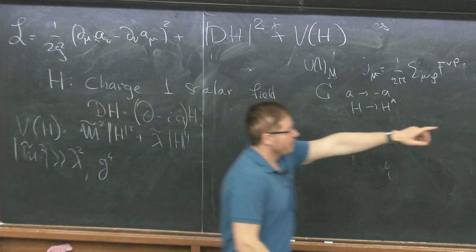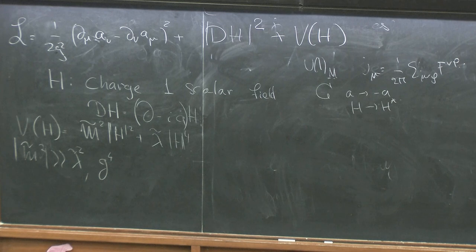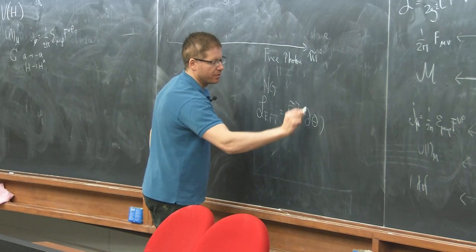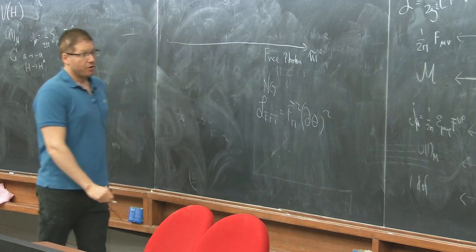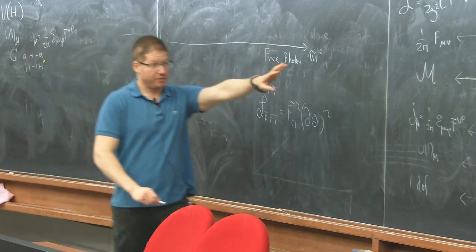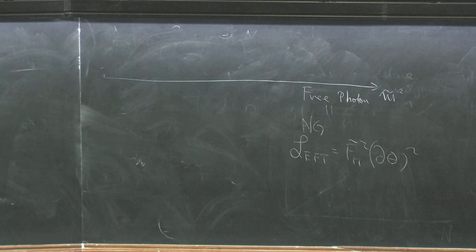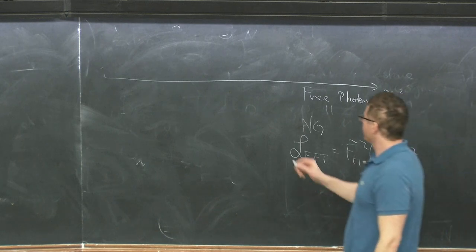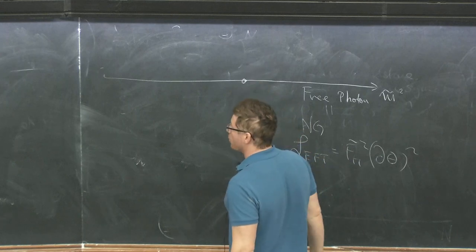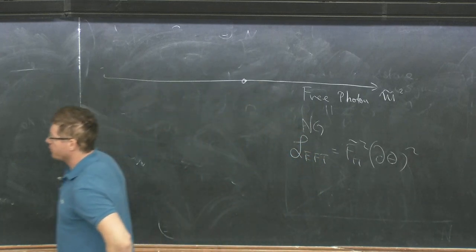Anyway, so in this phase, we get a free photon, which is exactly the same as Nambu-Goldstone. And so it can be written as an effective field theory that looks like f pi twiddle squared (d theta) squared. So we see something that we already saw here, but it appeared on the other side, huh? It appears on the wrong side of the phase diagram somehow. Anyway, now let's do the other limit of large negative m squared.